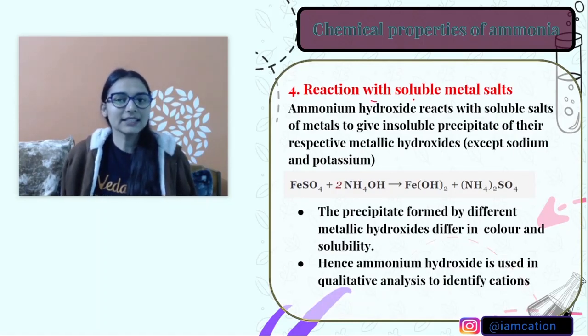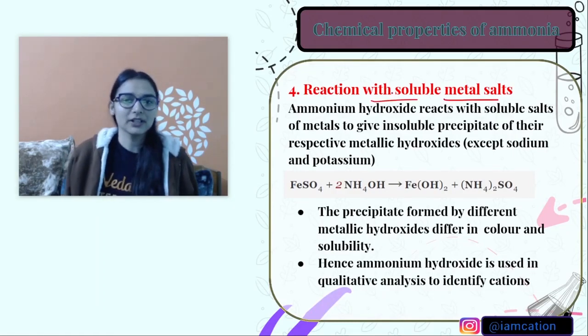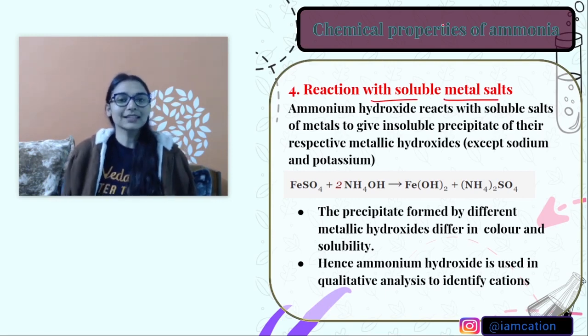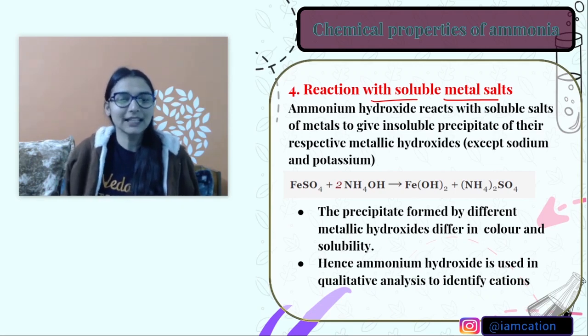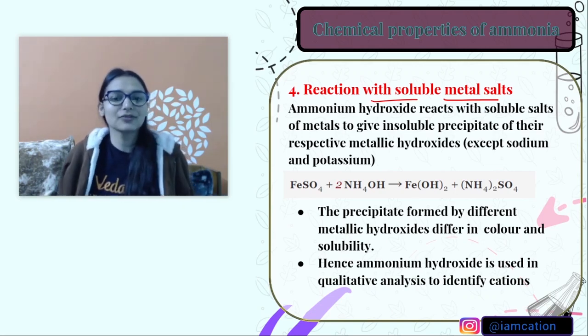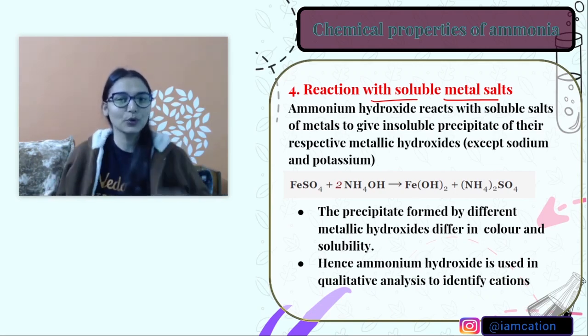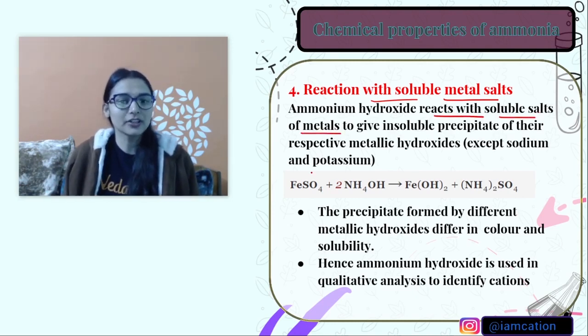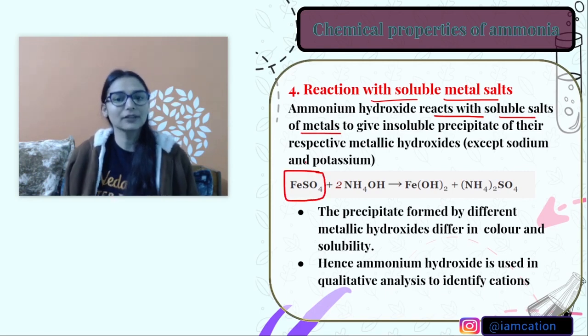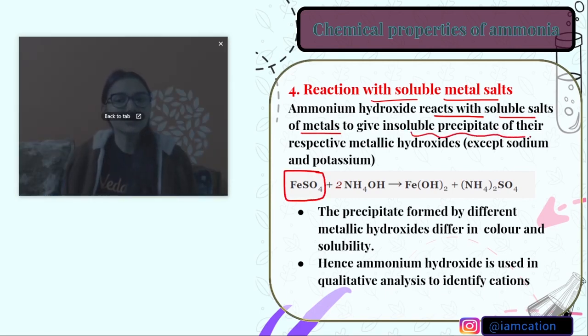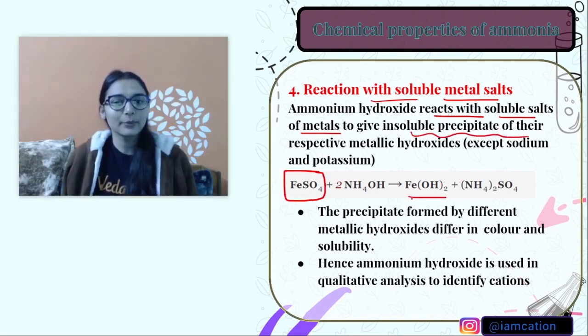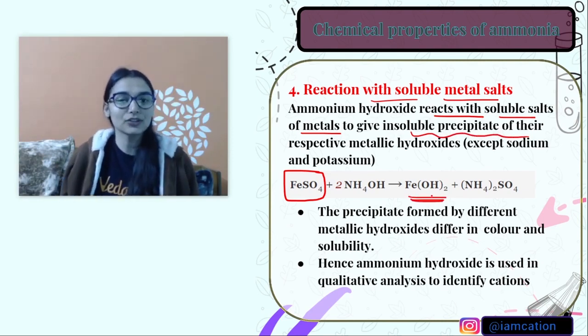The next is reaction with the soluble metal salts. Now this is what we use in qualitative analysis, which you have done with NaOH, and we can also have a weak base like ammonium hydroxide. So ammonium hydroxide reacts with soluble salts of metals, like we have taken ferrous sulfate over here, to give the insoluble precipitates of the metallic hydroxide.